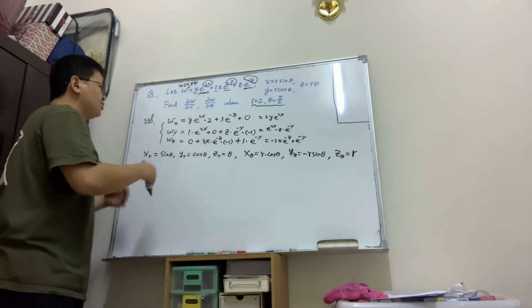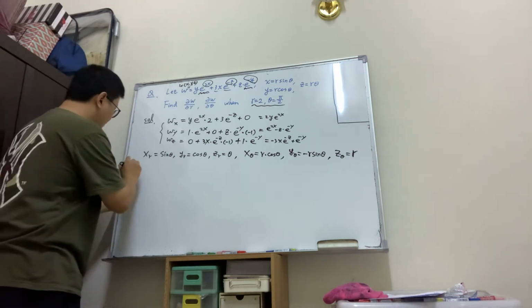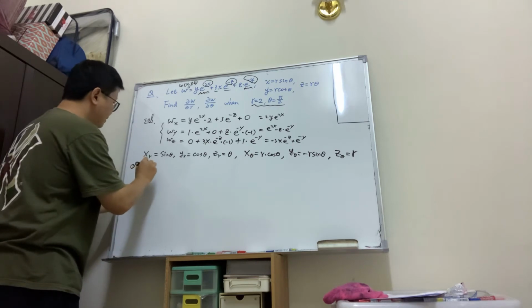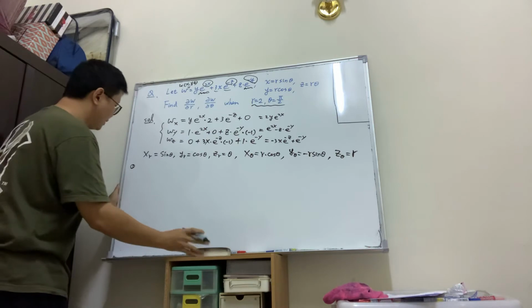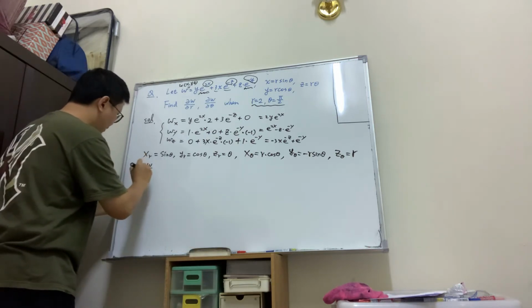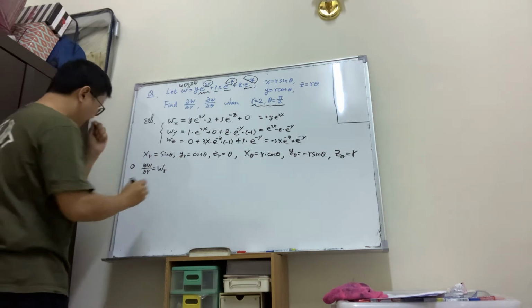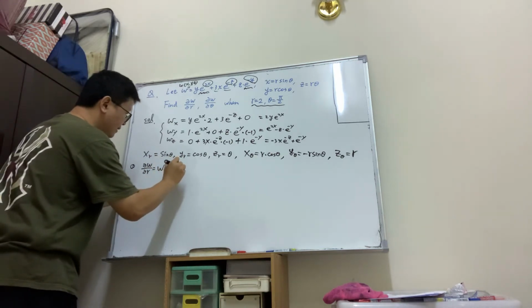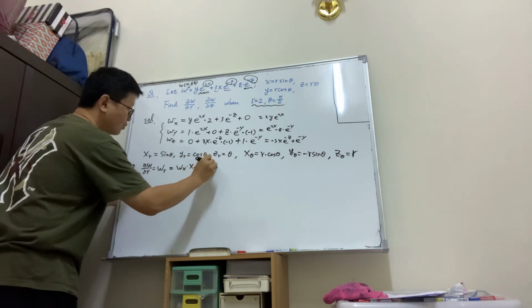Okay, so now we can use the chain rule. First one, we know that w_r, partial w, partial r. The notation partial w, partial r also means this one, right? And it's equal to w_x times x_r plus w_y times y_r.